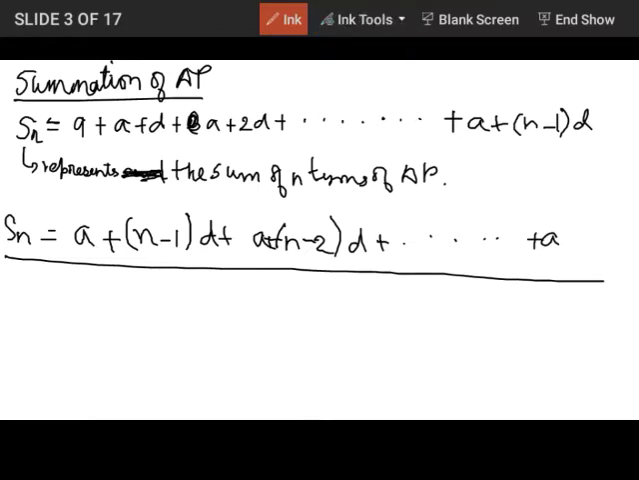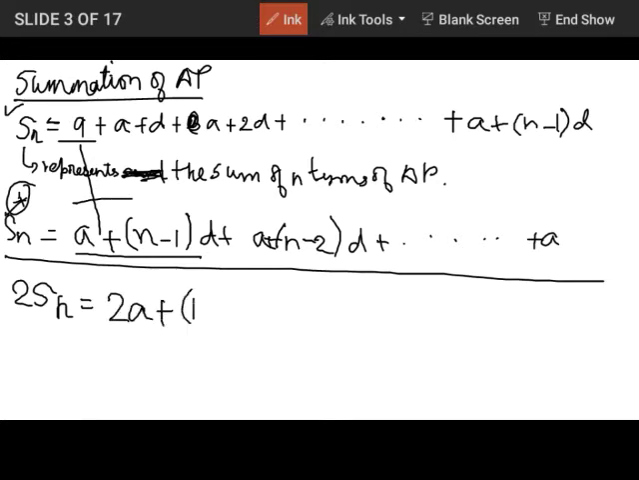Now this is the same as this one, and this one is the same. I just rearranged it. So if you add both, what we are going to get is 2Sn. But interestingly, in the RHS, if you add this term with this term, what are we going to get? 2a plus n minus 1 into d.